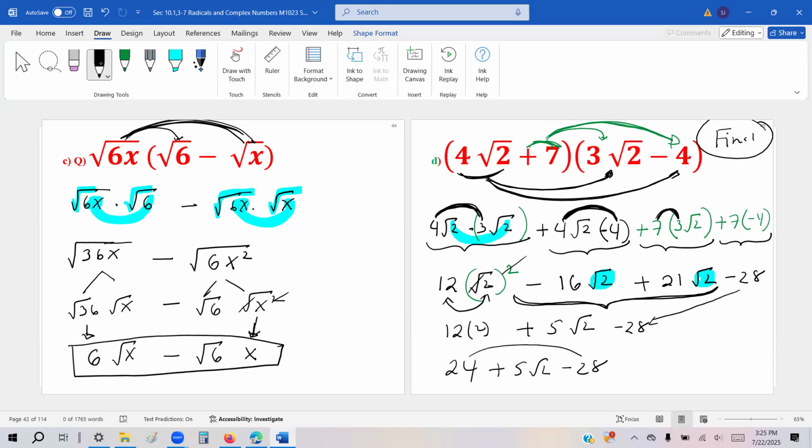And now observe these two like terms. 24 minus 28. How much? So negative 4, and then we have the extra 5 root 2. And now we are done.